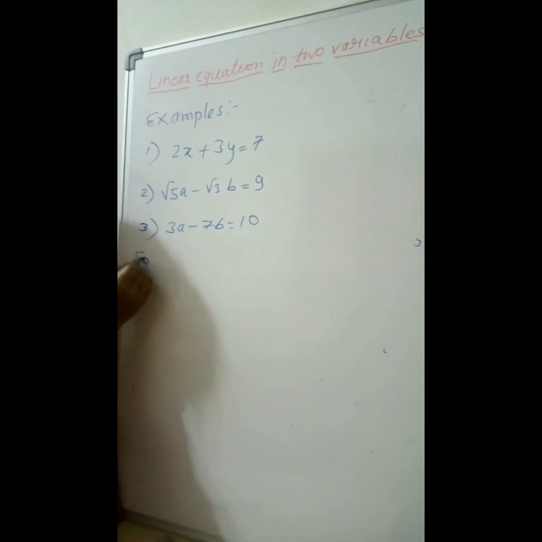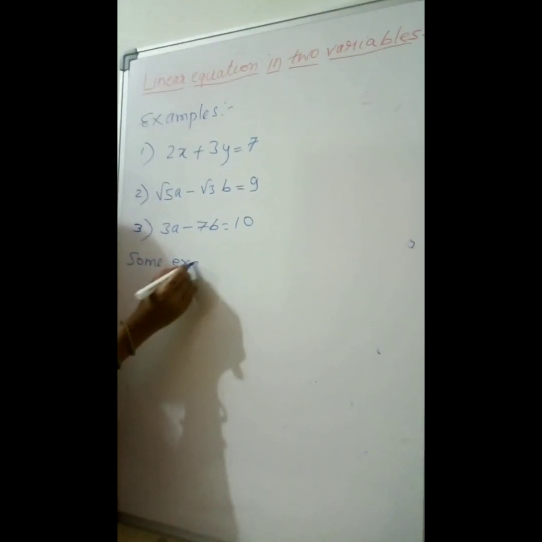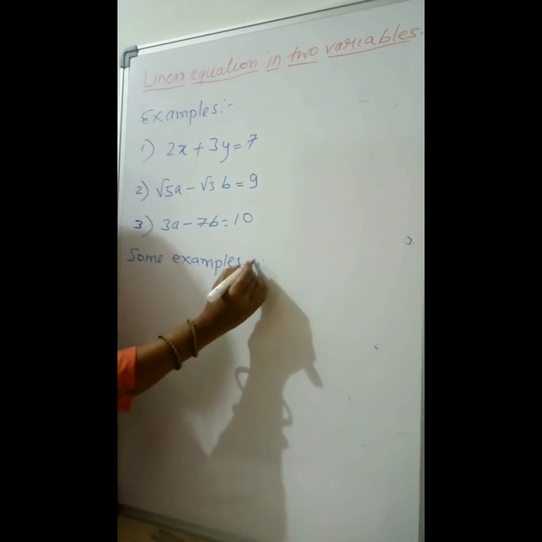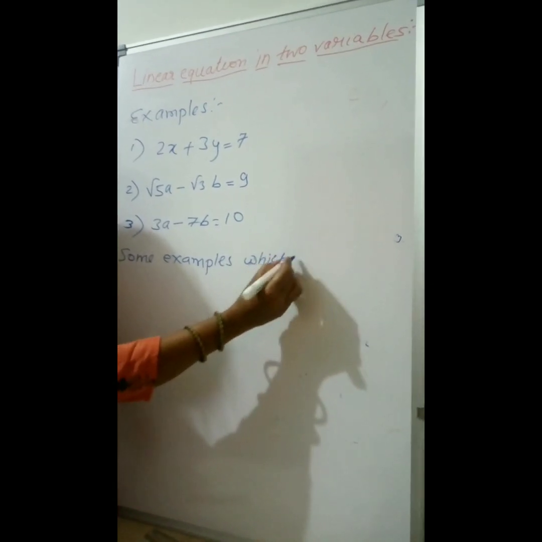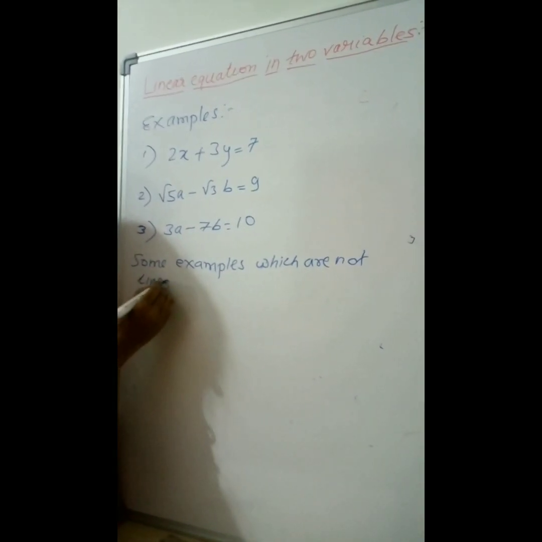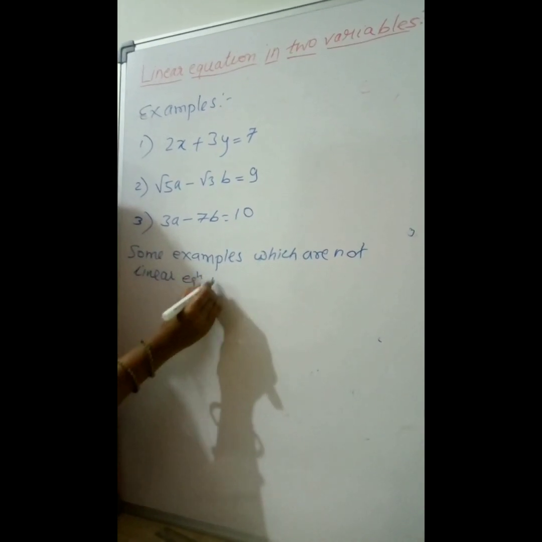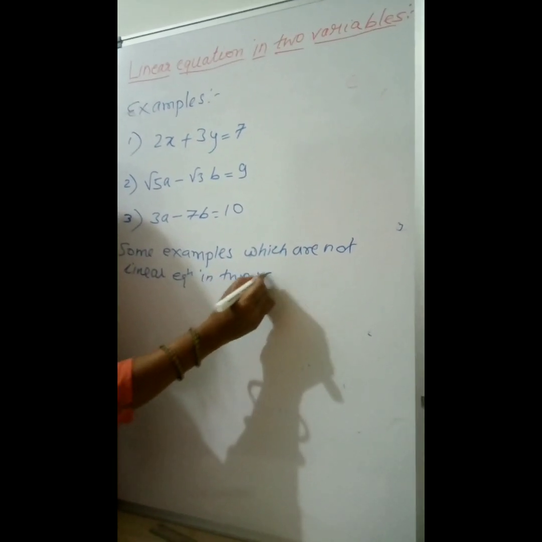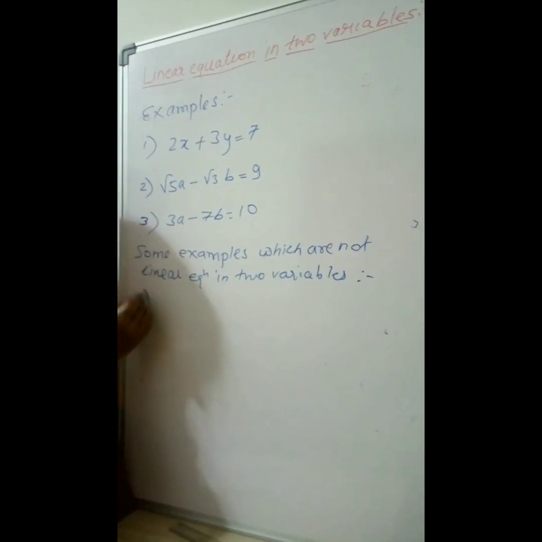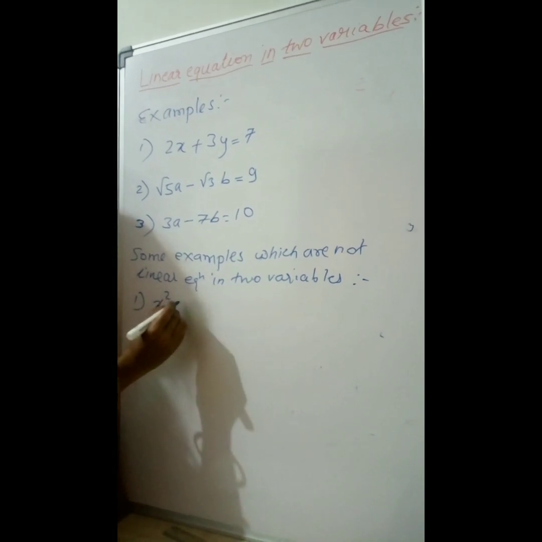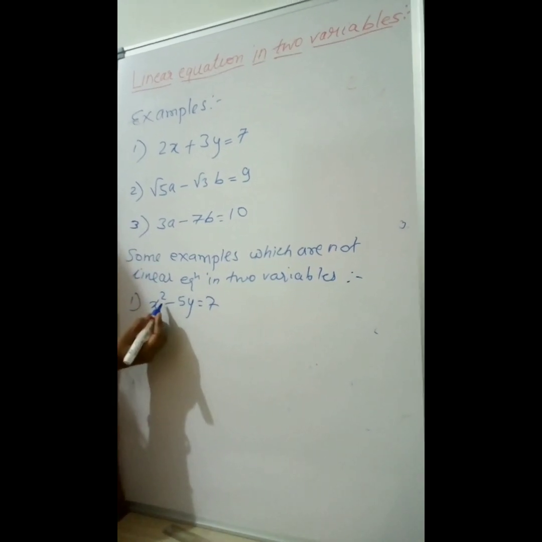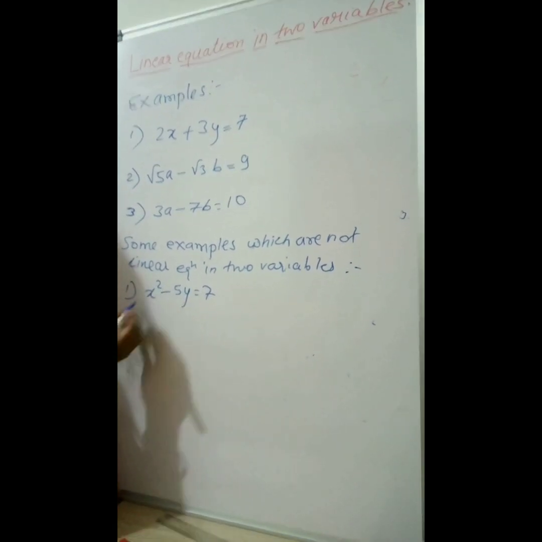Now some examples which are not linear equation in two variables. First one, x square minus 5y is equal to 7. This is not a linear equation because the power is 2 here. The highest power of this variable is 2.